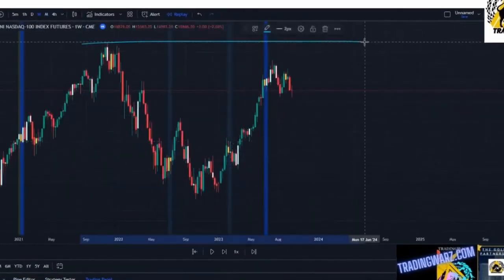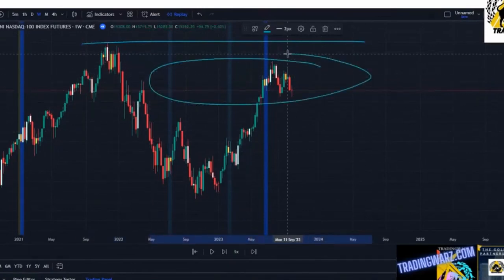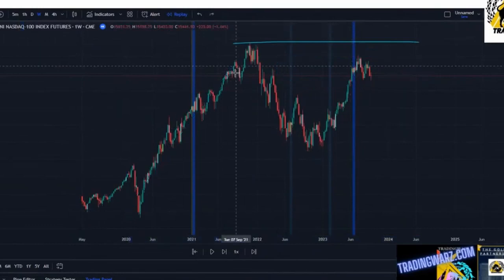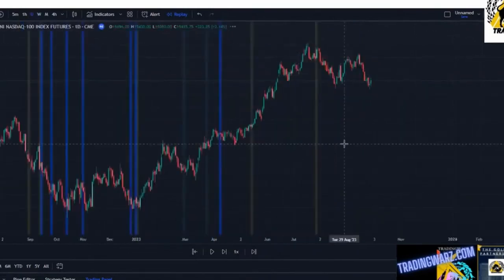We see the same thing. Okay. Here's the roof. All right. And then we are in this area here. Okay. We still have room. The trend is up. And then we go down to the daily, which was my execution.